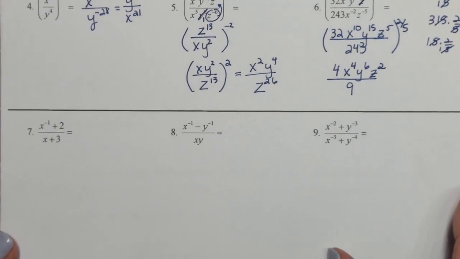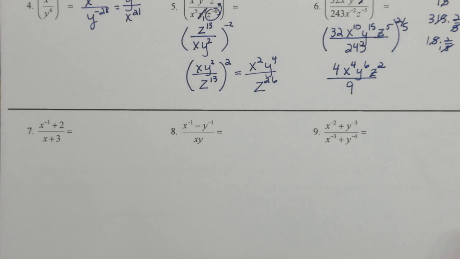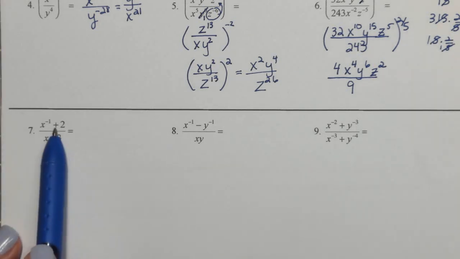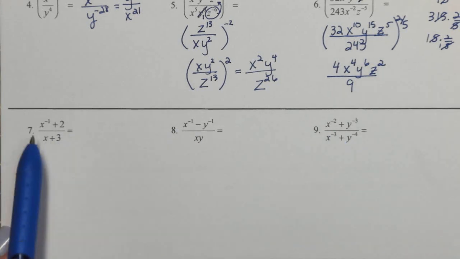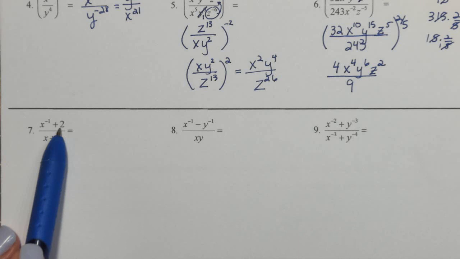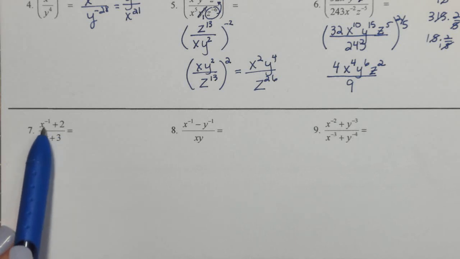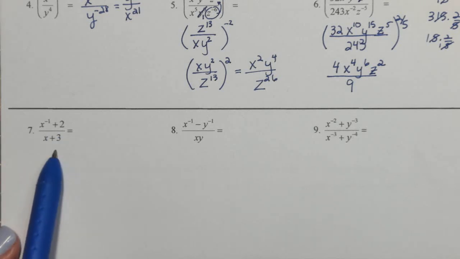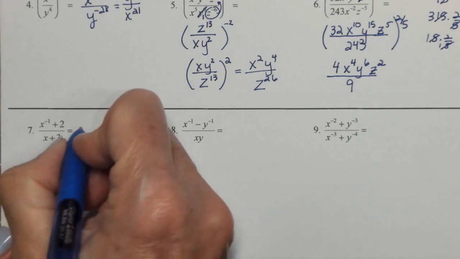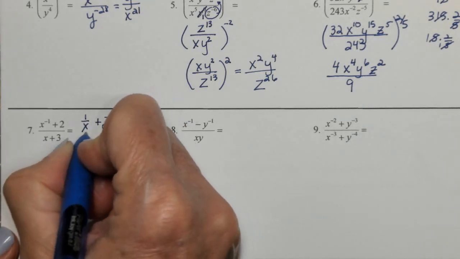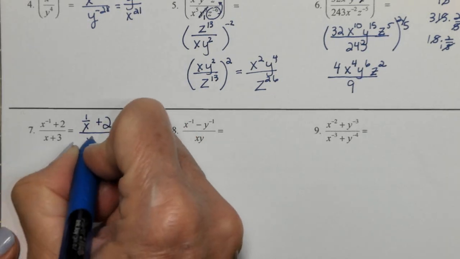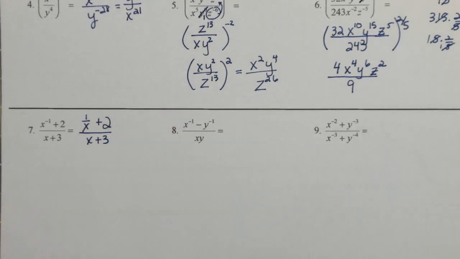Okay, these last few are not as messy, but they are a little different. What makes these different is the plus or the minus inside these terms. When I see x to the negative 1 with a plus sitting right next to it, you cannot move this to the bottom. You have to write that as 1 over x right there plus 2 over x plus 3. Do not move that x to the bottom yet.